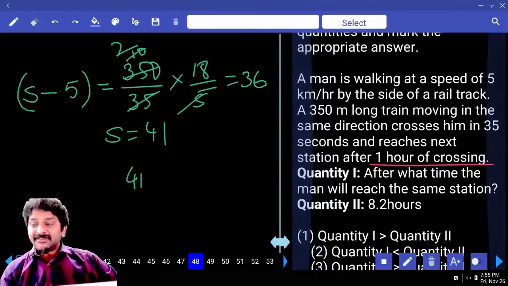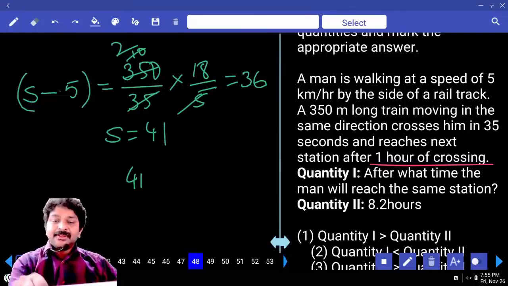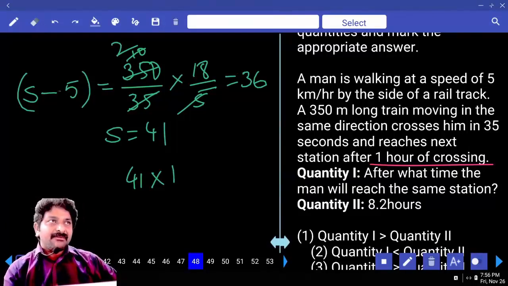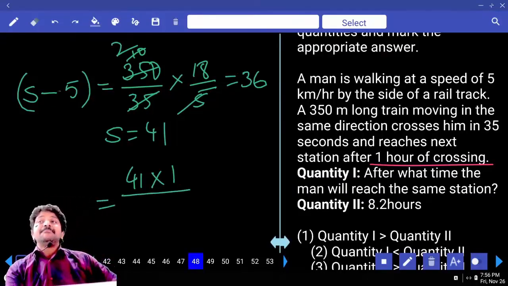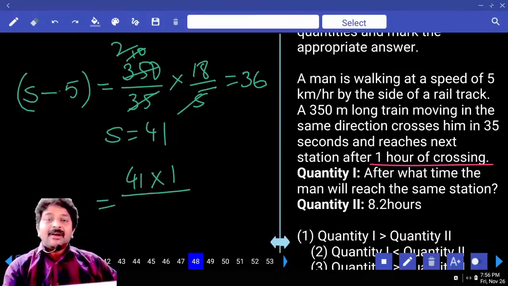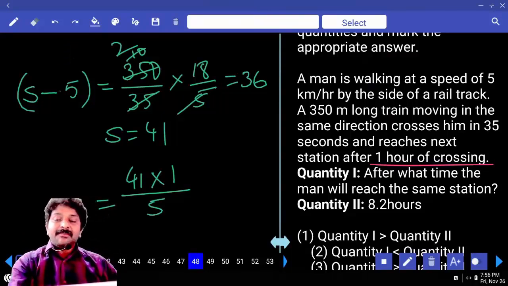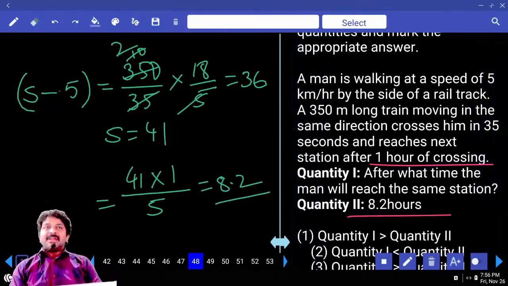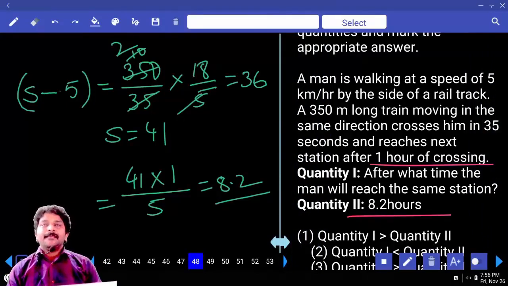It is already mentioned in the question. After 1 hour of crossing, it reached the station. Correct. So distance covered by the train is equal to 41, speed into time, 1 hour. Clear? And now the same distance man should also need to cover. What is speed of the man? 5. 41 by 5, that is equal to 8.2. Q2 is also 8.2. Q1 and Q2 both are equal.